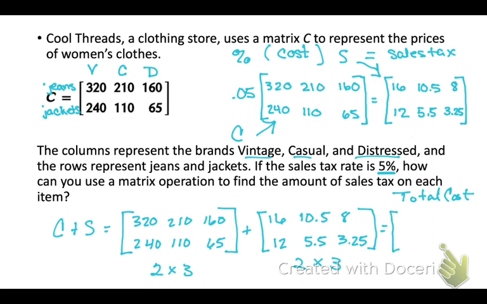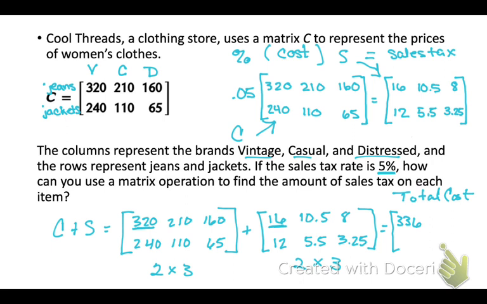How much do vintage jeans cost with tax? $336. So do you add the whole thing? Yep, you add each element. So you'd add 336 bucks, 16 plus 320? Yes. Because this is the cost of the vintage jeans, and this is the tax of the vintage jeans, isn't it?